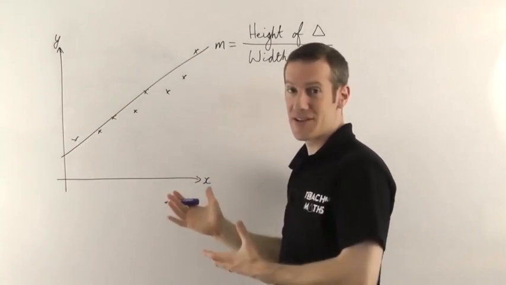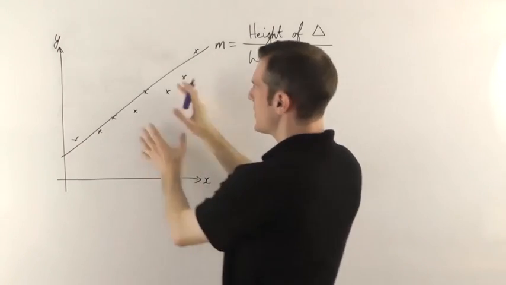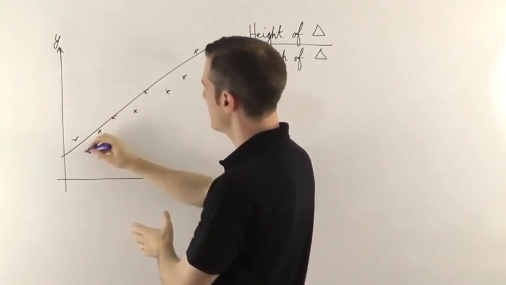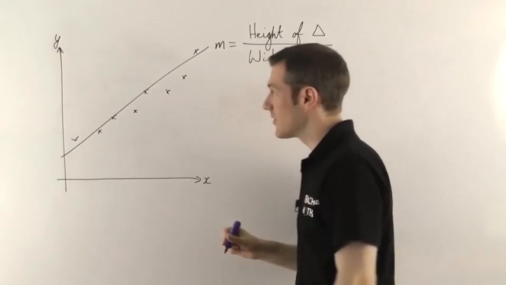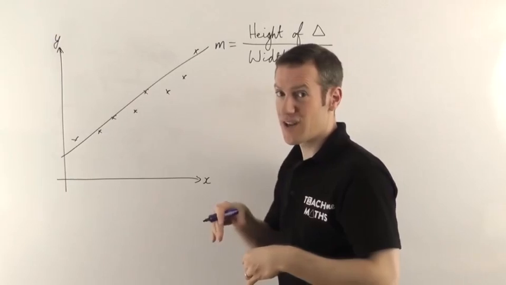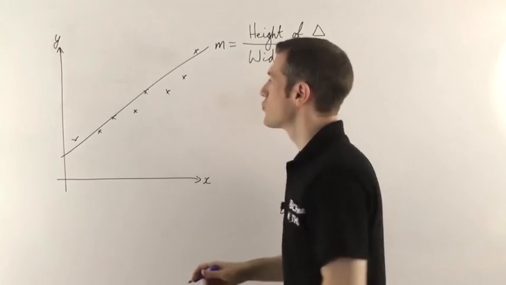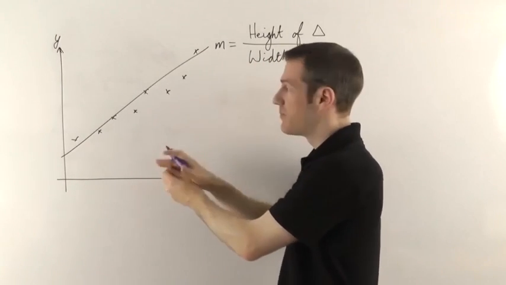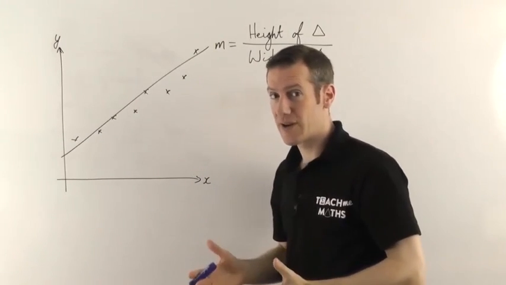And you want to find the gradient of this line. Now, it doesn't go through any nice points. There aren't any easy ways to draw your right angle triangle. And in general, in real life, when you do this, you just draw your right angle triangle wherever you like. Try and make it as big as you can. The bigger the right angle triangle is, the more accurate it will be.